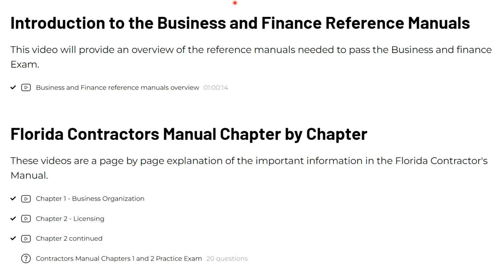Okay, and then we're going to go to the reference manuals. Okay, so I do a real good job of explaining all the math step by step, and then you have the practice exams, which reinforce that information. And then I take you through the manuals page by page.